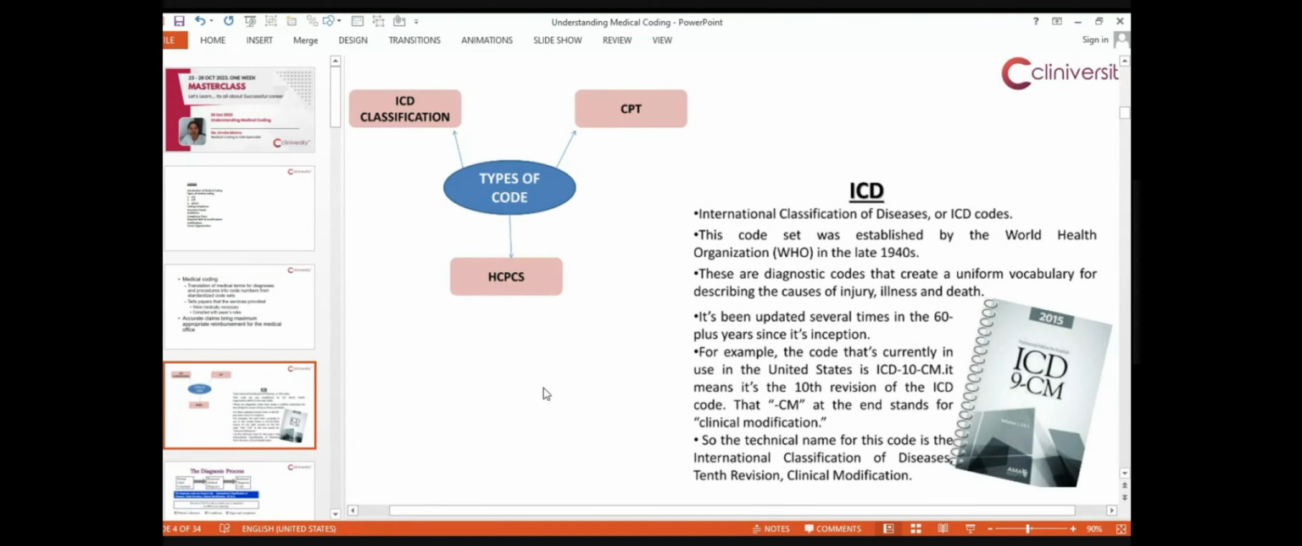I mean, the dictionary in which all these codes exist has been updated for the 10th time, and that is the 10th revision. So in ICD-10-CM, 10 represents the 10th revision of the ICD codes, and CM at the end stands for clinical modification. So the technical name for this code is the International Classification of Diseases, 10th revision, clinical modification. That is how it is expanded. If it is 9th, it indicates International Classification of Diseases, 9th revision, clinical modification. That is how the abbreviation is expanded.